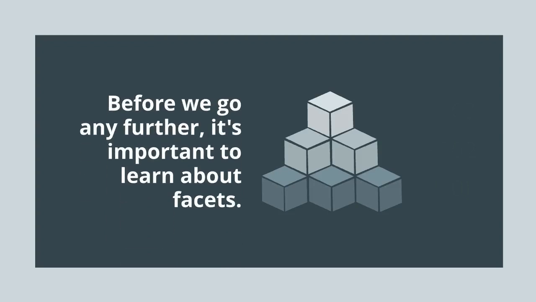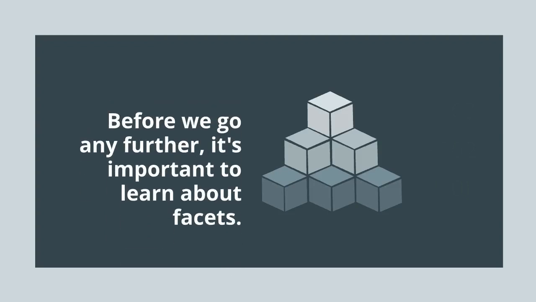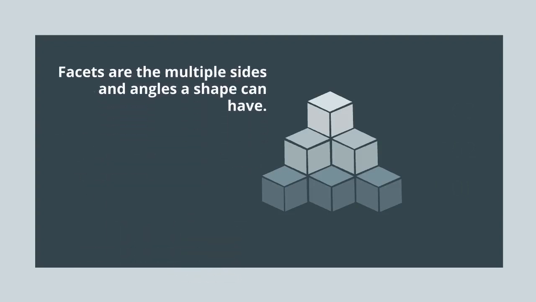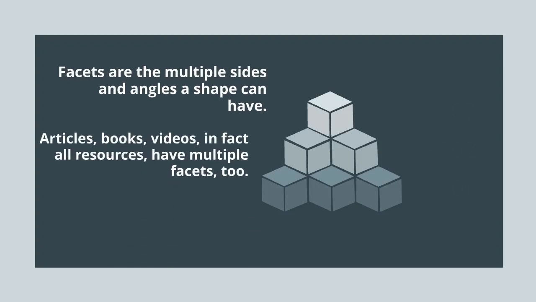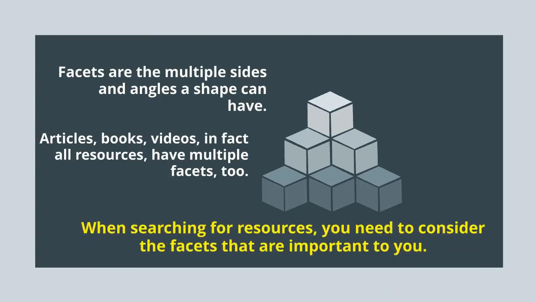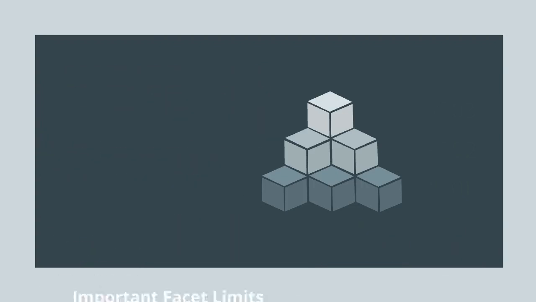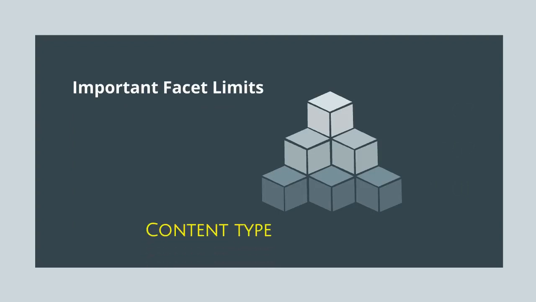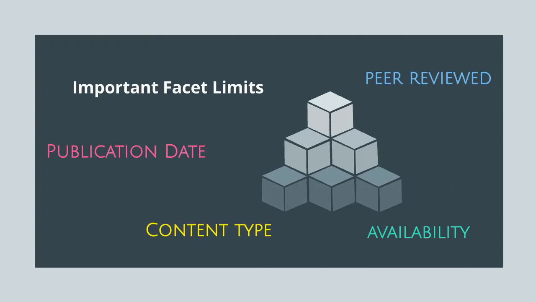Before we go any further, it's important to learn about facets. Facets are the multiple sides and angles a shape can have. All library resources, such as books, have facets too. When searching for resources, you need to consider the facets that are important to you. Important facet limits are content type, availability, peer-reviewed, and publication date. Now that we know about facets, we can begin.